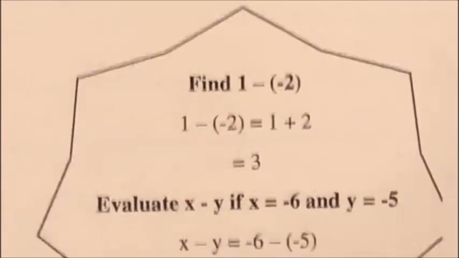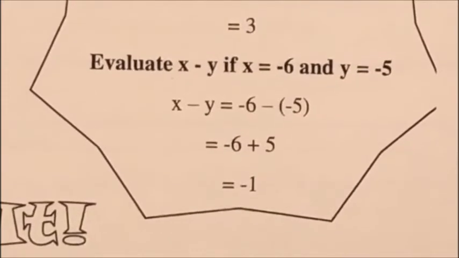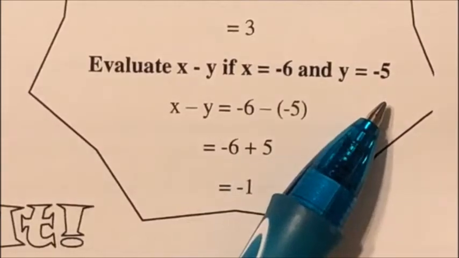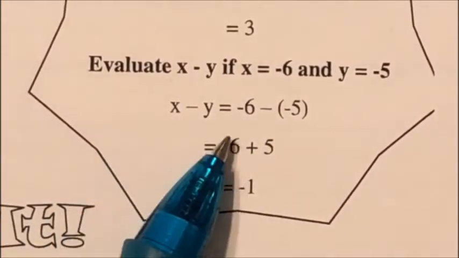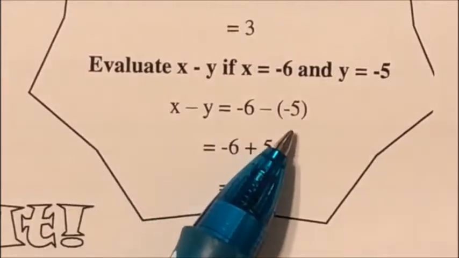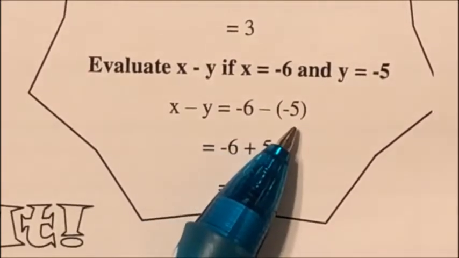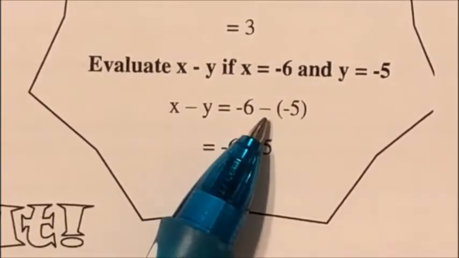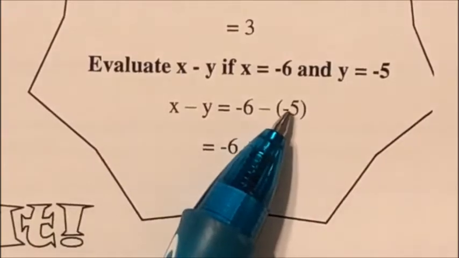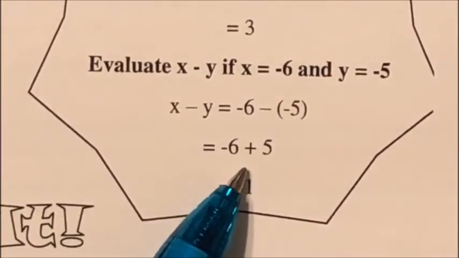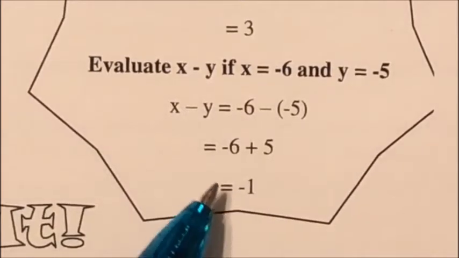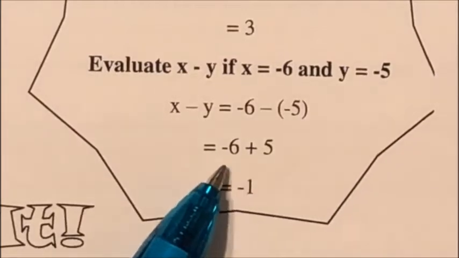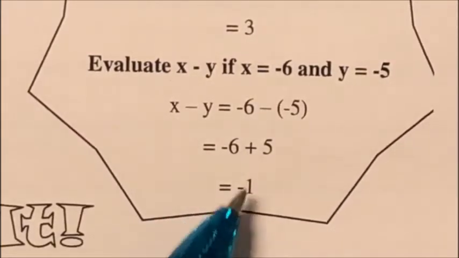The other thing that I want to do is evaluate x minus y if x equals negative 6 and y equals negative 5. So x is negative 6. Y is negative 5, so I have negative 6 minus a negative 5. Negative 6 stays the same. Subtraction sign becomes a plus, and I have the additive inverse of negative 5, which is 5. Negative 6 plus 5, different signs, so I subtract. 6 minus 5 equals 1. 6 is bigger, so I get negative 1.